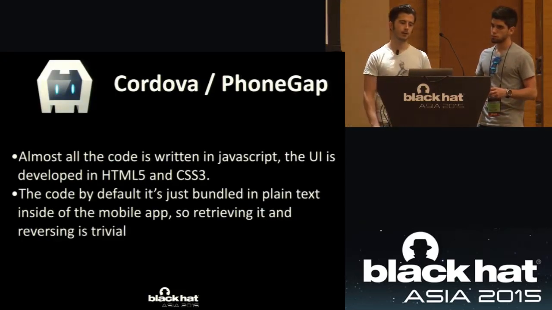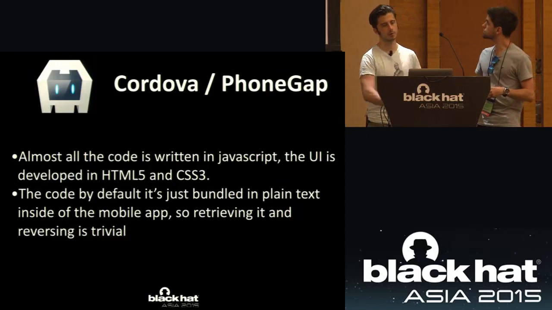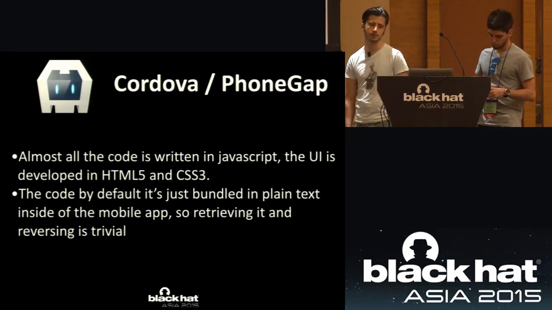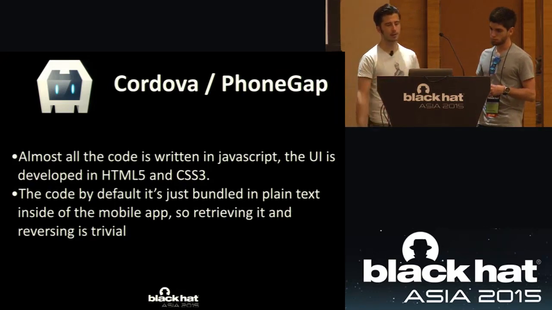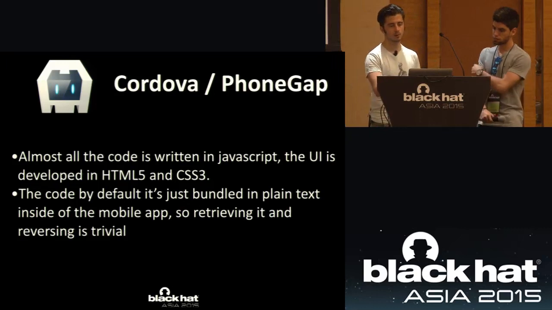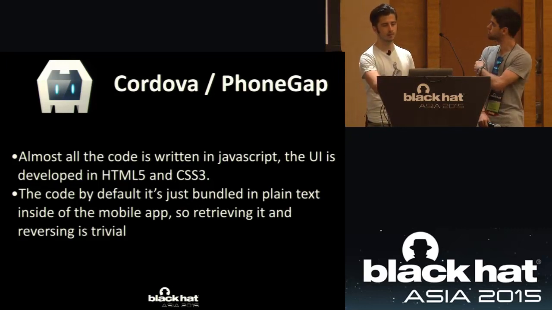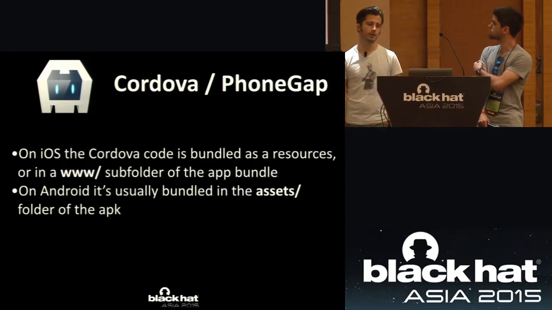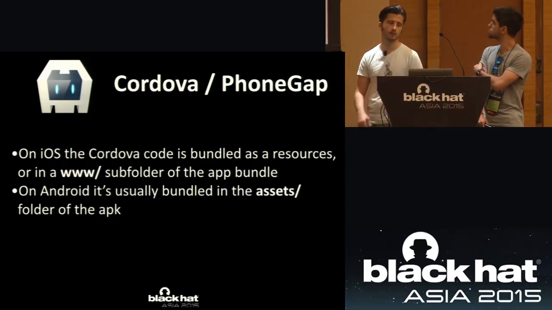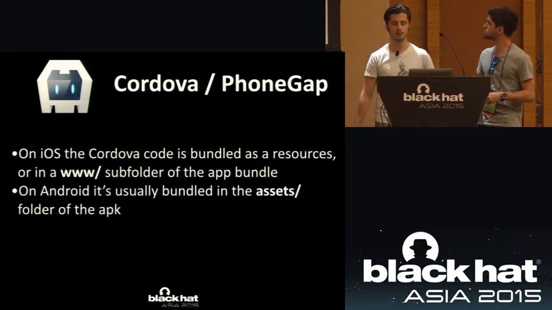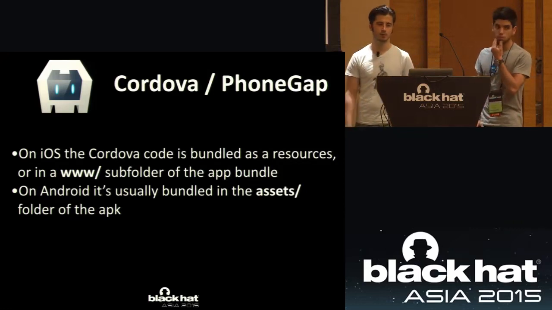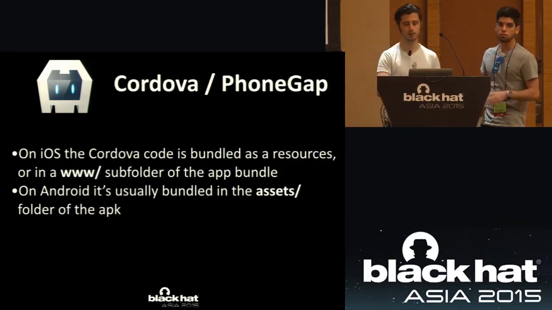So, let's start with the easiest framework to extract the source code. It's PhoneGap, which has the code developed in JavaScript and the UI in HTML5 and CSS3. And the code is not obfuscated or compiled. It's just embedded inside of the application in plain text. So, as you may imagine, retrieving the code is pretty trivial. On iOS, you can just grab the application and look into the www subfolder of the application bundle. And on Android, it's usually the same. The code is bundled in the asset subfolder inside of the APK.